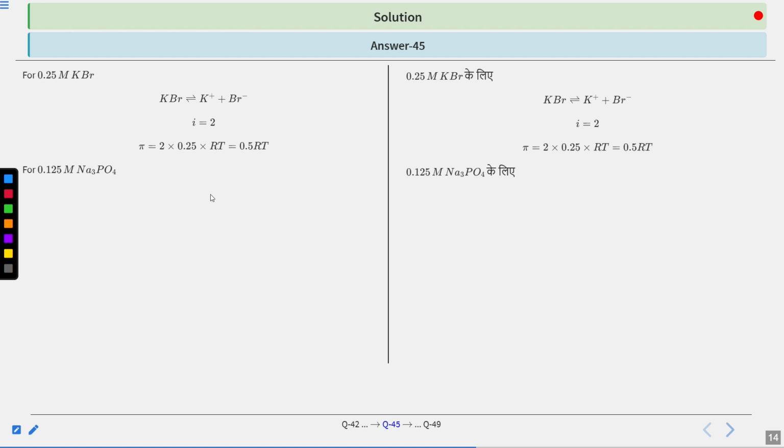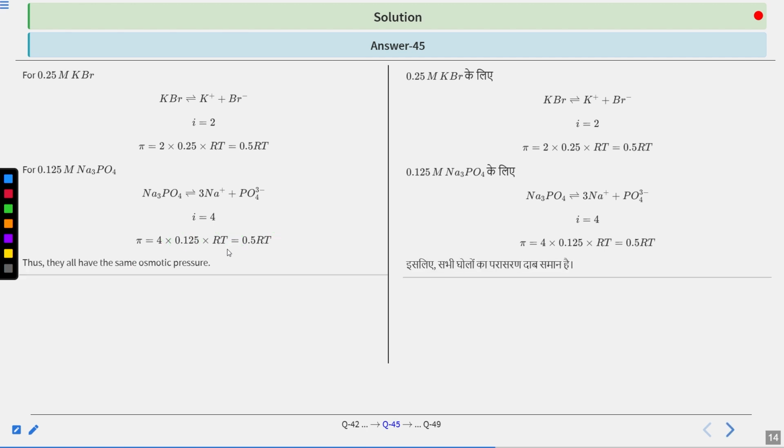Now we will calculate it for 0.125 molar Na3PO4 solution. In this case also there will be complete dissociation. So we'll get 3 moles of sodium plus and 1 mole of PO4 3 minus, the phosphate ion. So in this case your i value is simply 4, 3 plus 1, that is 4. So we can write that pi is equal to iCRT. i value is 4, C value is 0.125 and RT is as it is. So that will give you on multiplication 0.5 RT. So this is your pi value.